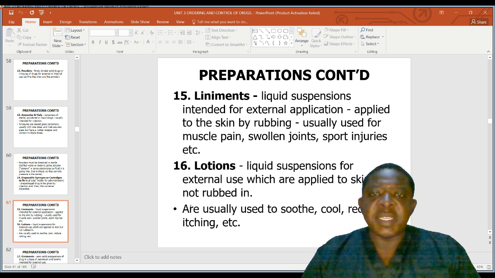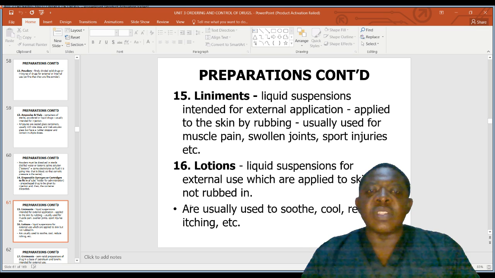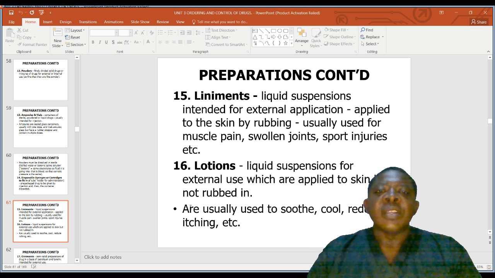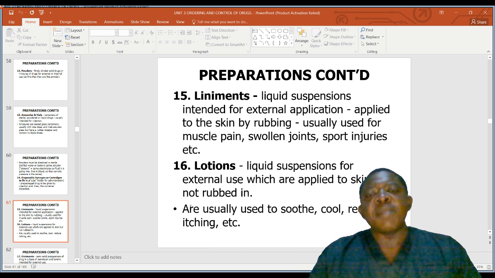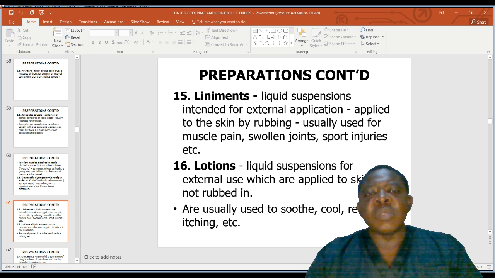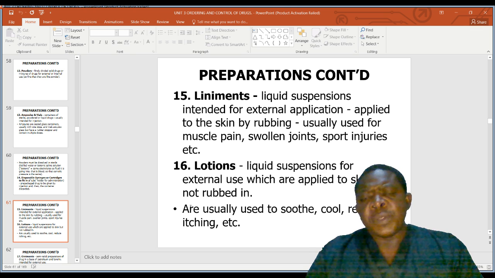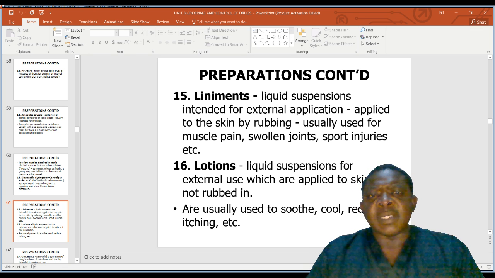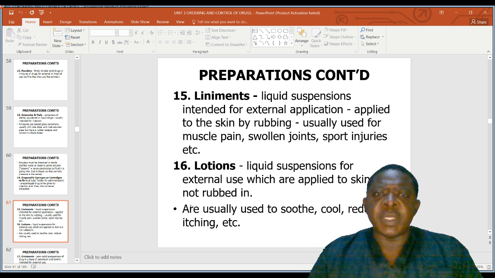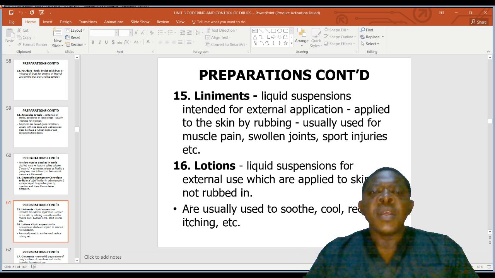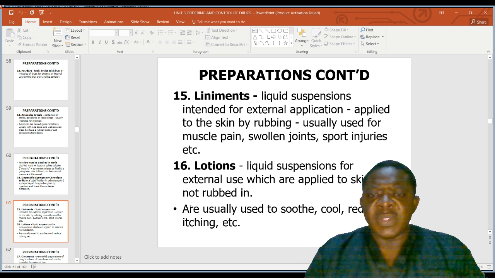Applied to the skin by rubbing, usually used for muscle pain, swollen joints, spot injury. So liniments, there are a lot of them that are used within physiotherapy treatments. So liniments are quite available. These are suspensions that are intended for external application.